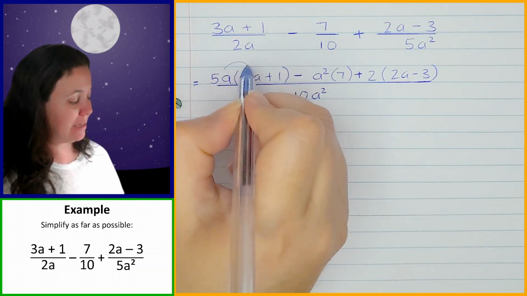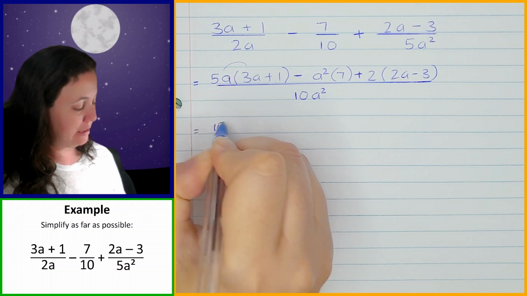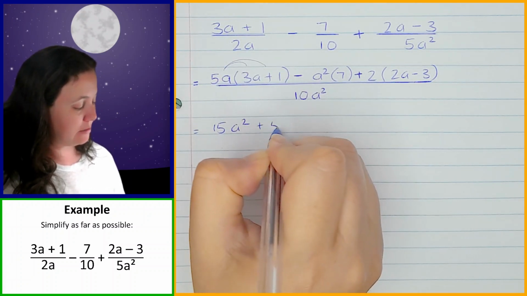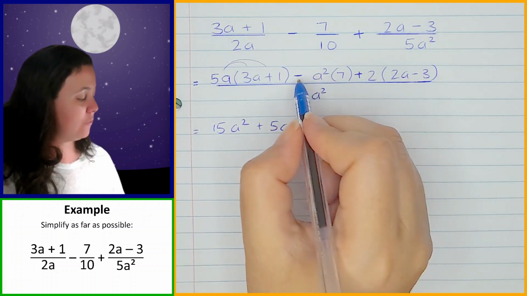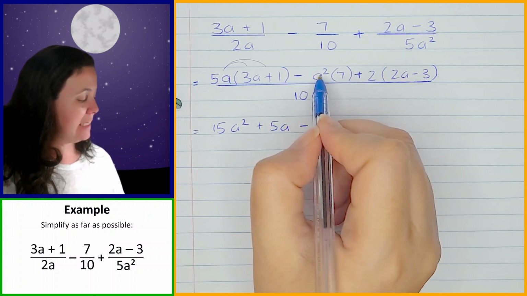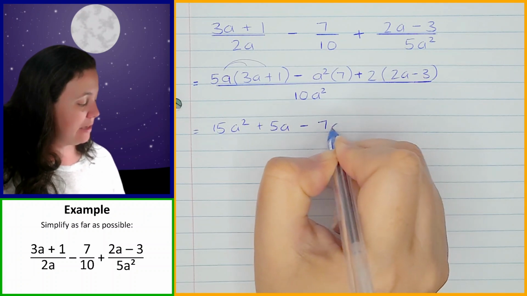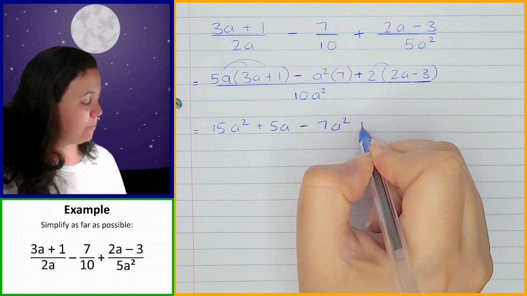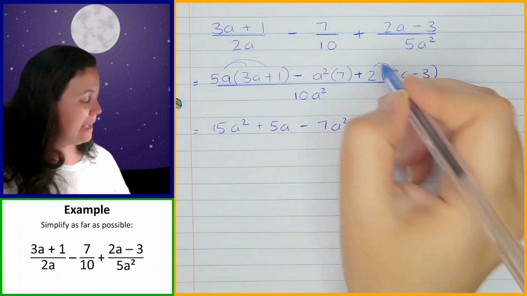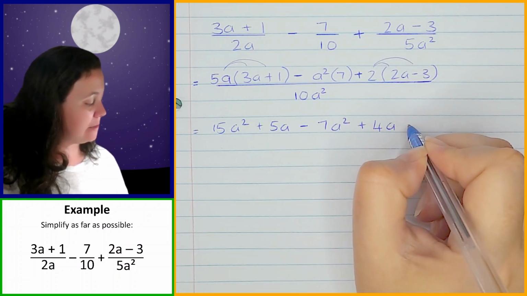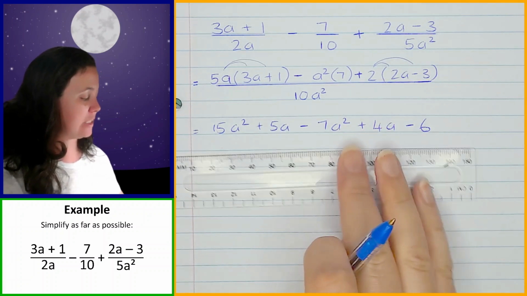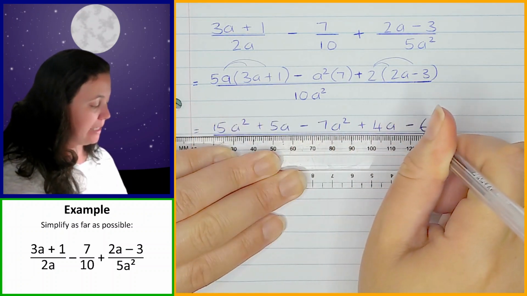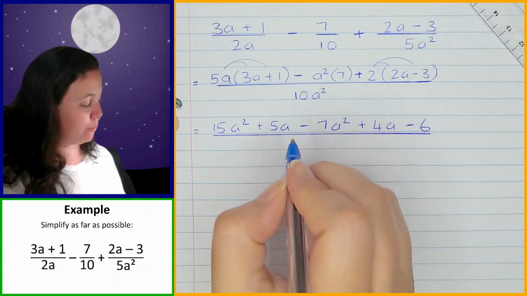So 5a times 3a is 15a squared. Then 5a times 1 is plus 5a. Then I've got minus a squared times 7 is 7a squared. And then I've got plus 2 times 2a is plus 4a. And 2 times negative 3 is minus 6. Okay, so now we're going to go and put that over our denominator of 10a squared. And then we can go and simplify by combining our like terms here.